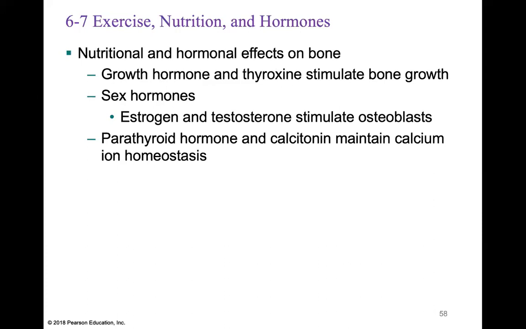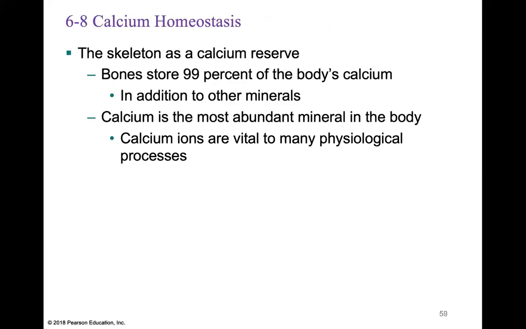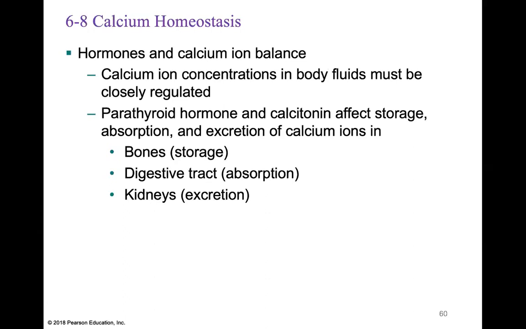And then we have two hormones, parathyroid hormone and calcitonin. Those two hormones are going to maintain calcium homeostasis. The skeleton acts as a calcium reserve. Bones store 99% of the body's calcium, in addition to other minerals. Calcium is the most abundant mineral in the body, and the calcium ions, as I mentioned previously, are vital to many physiological processes throughout the body. It's not just about the bones.